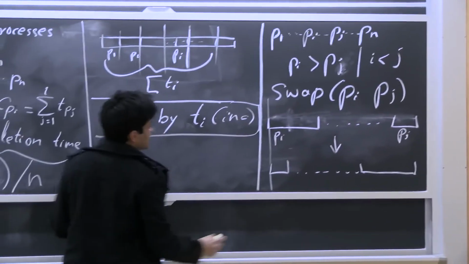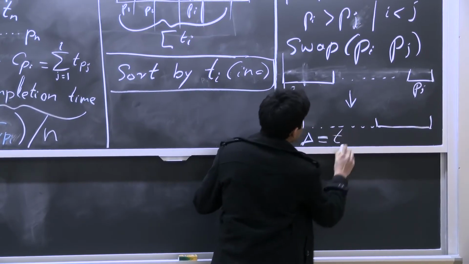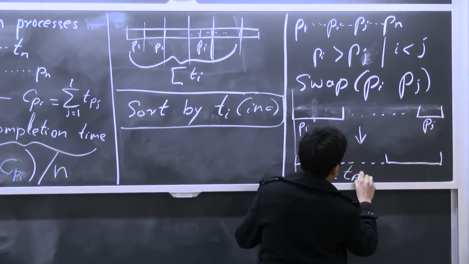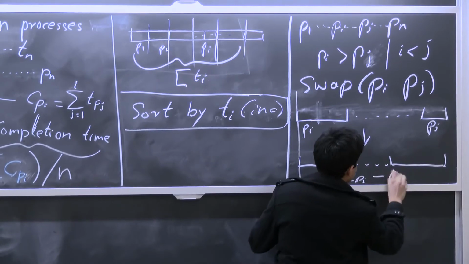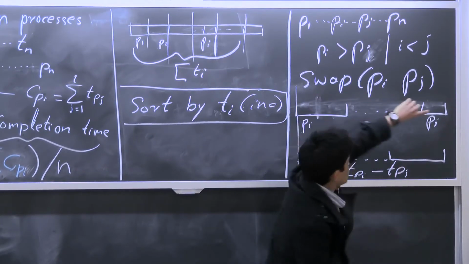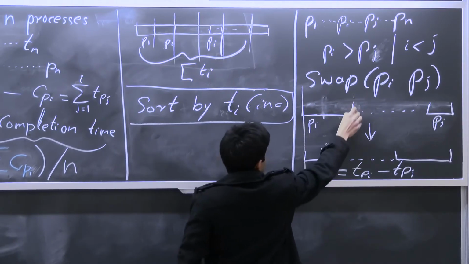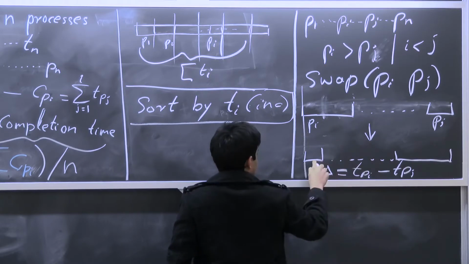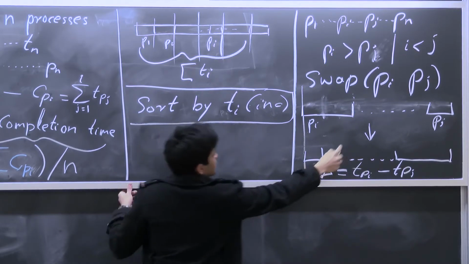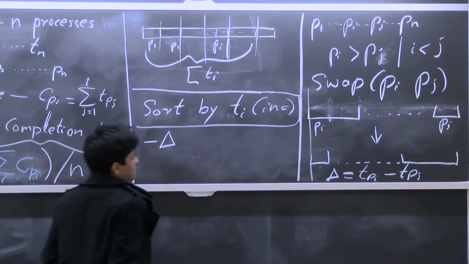So how much is this changing by? Let's define delta equal to T of Pi minus T of Pj, the difference between these two processes. So the original completion time of Pi was this, and now the corresponding process down here, the completion time is decreased by delta. So completion time first goes down by minus delta.